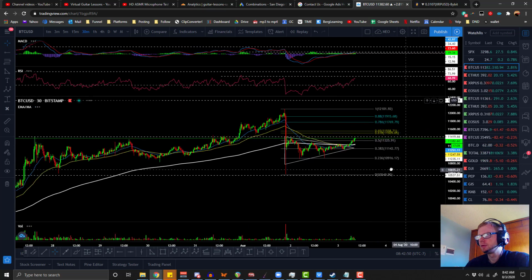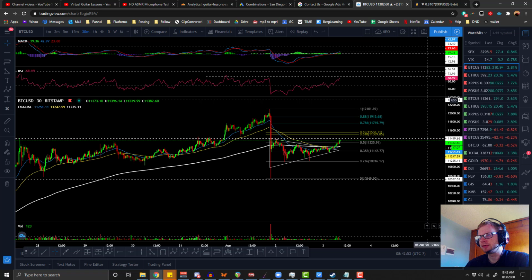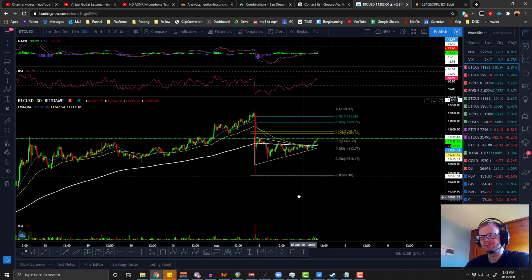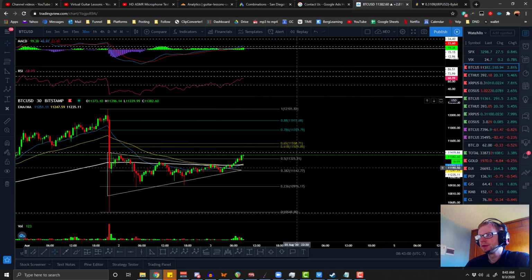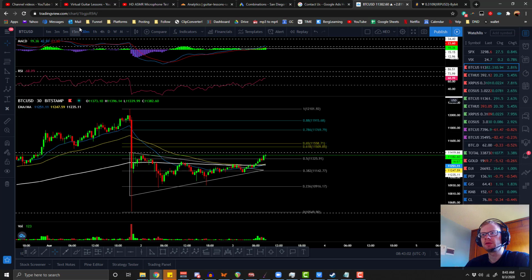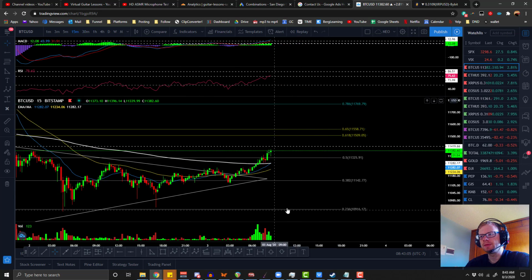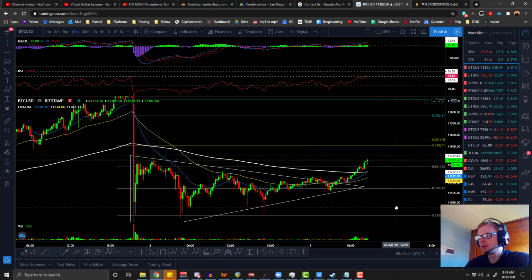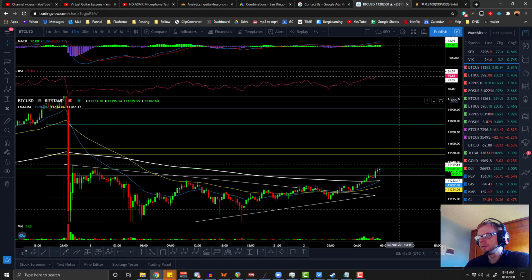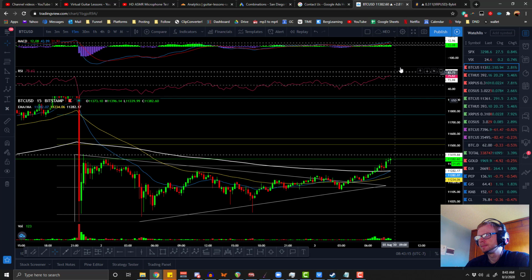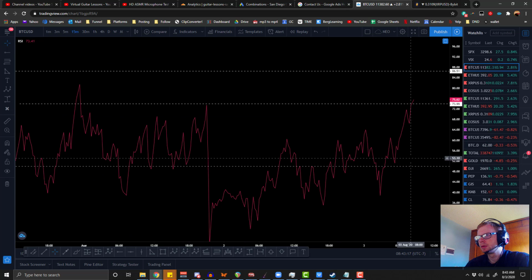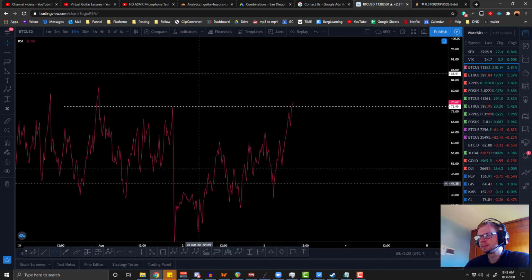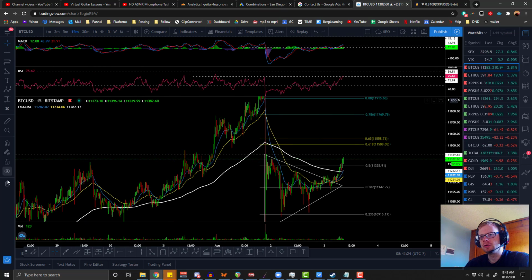Now what I really want is the horizontal volume, but I don't think I can get that on this chart. So it's kind of a bummer. Let's go in a little bit further here. We're on the 15-minute chart now. Let's actually just clear everything.